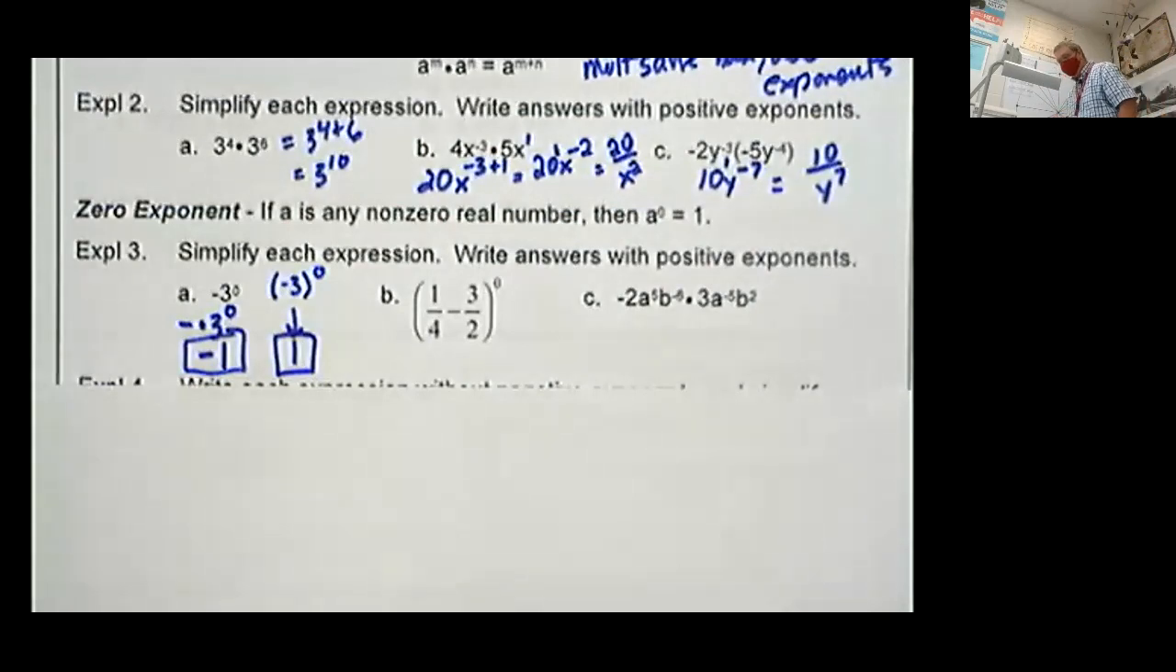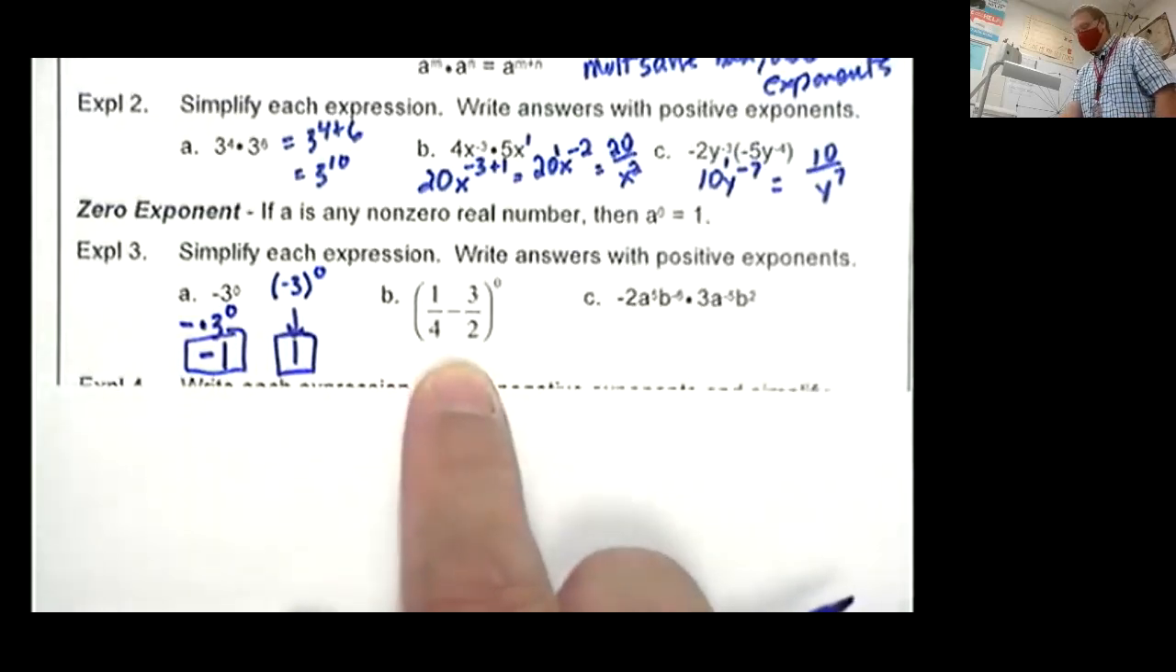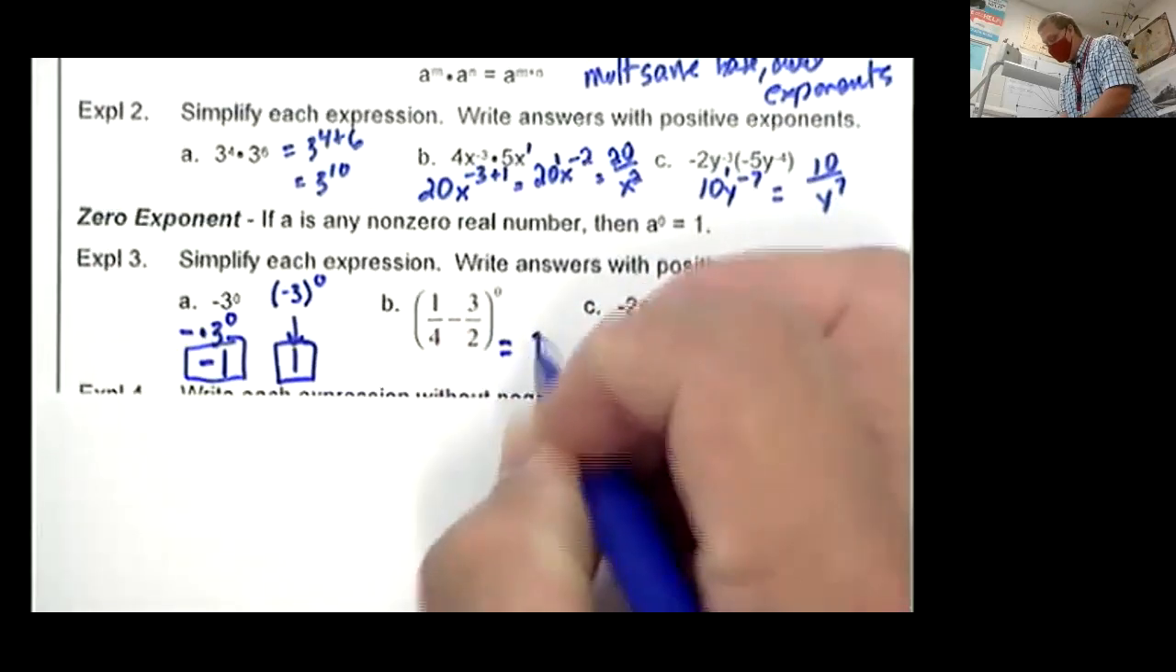Letter B, doesn't matter what it is, 1/4 minus 3/2. We're going to do that subtraction, we'll get a fraction, doesn't matter, it all goes to the 0th power. Anything to the 0th power is 1.